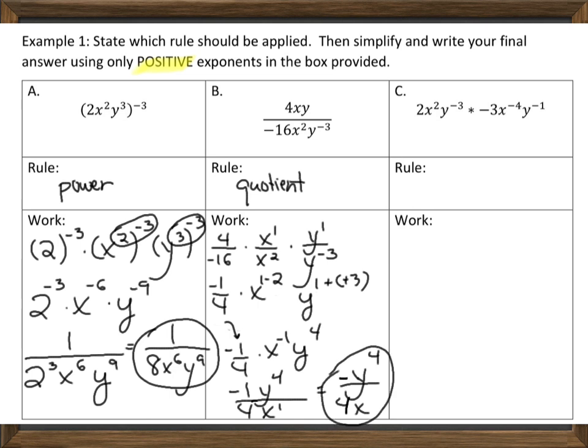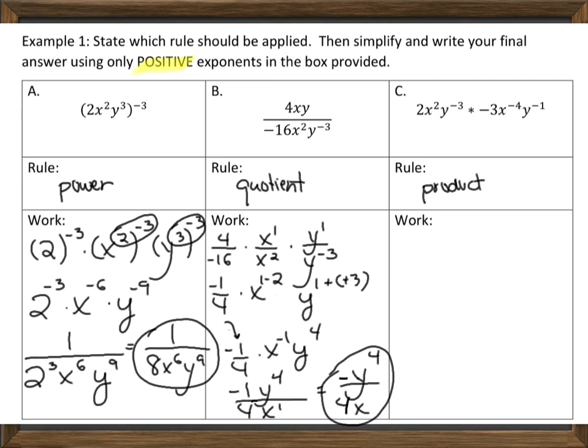All right, let's look at part C. Part C, again, pause the video, see if you can predict which rule we're going to use, and then unpause the video to see if you are correct. So the answer here is that we are going to use the product rule. So if you said that, then give yourself a pat on the back.